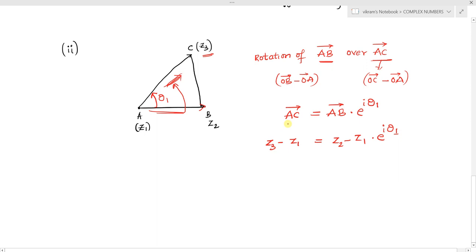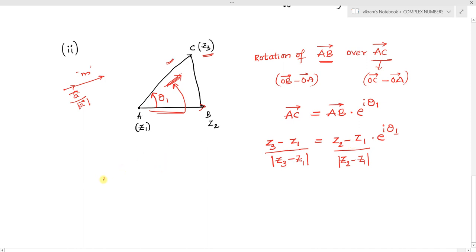But here the lengths of AC and AB are different. Then we need to consider the unimodular complex number. A vector a of some length is multiplied by the unit vector, vector a by modulus of vector a. To obtain different lengths we consider a unimodular complex number, a complex number divided by its modulus. So if the complex numbers have different moduli or radii, we represent it as z3 minus z1 by mod of z3 minus z1 equals z2 minus z1 by mod of z2 minus z1 into e power i theta 1.